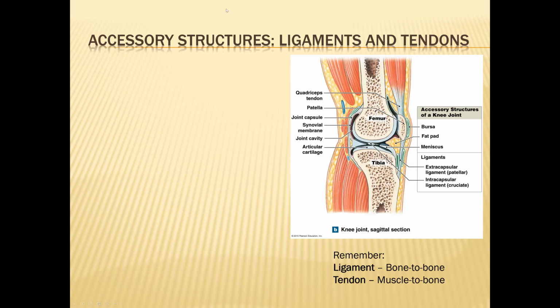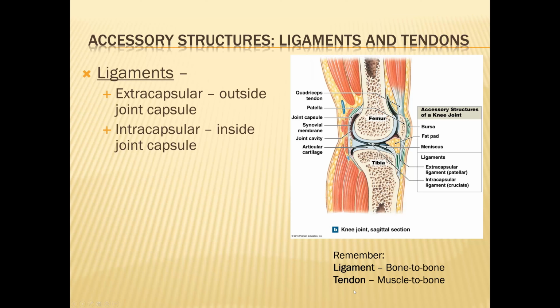Next, we'll look at the accessory structures that are ligaments and tendons. Just a quick reminder, this was covered in Chapter 4. A ligament is a connection between one bone and another bone, and a tendon is a connection between a muscle and a bone. So you can find a lot of ligaments around synovial joints.